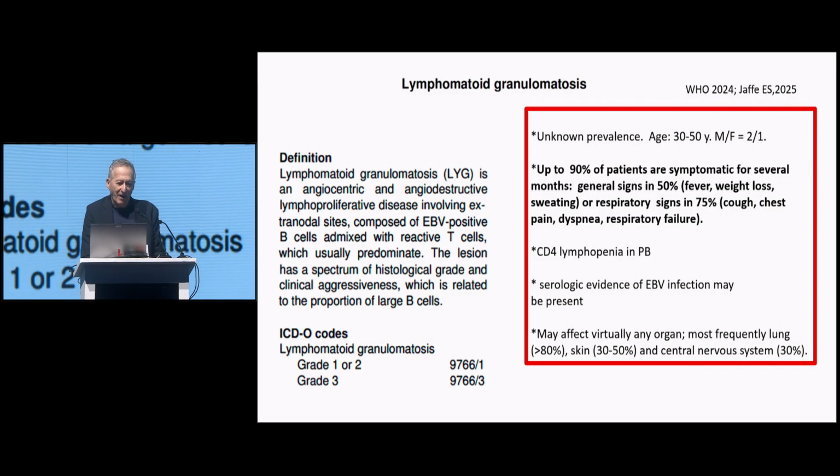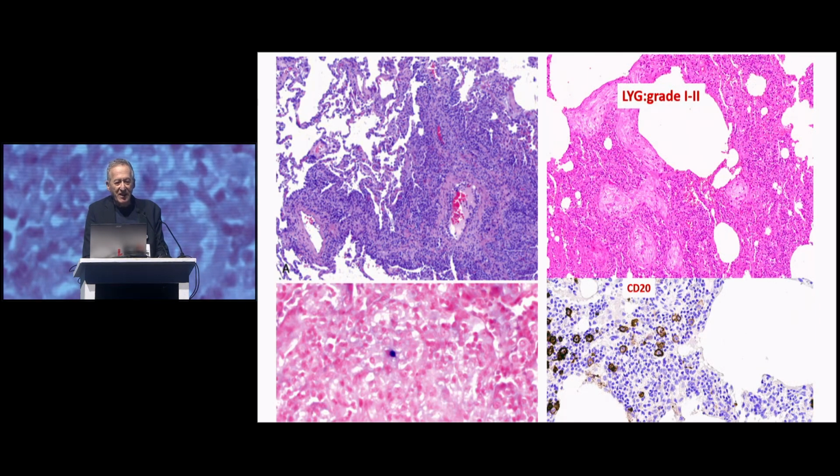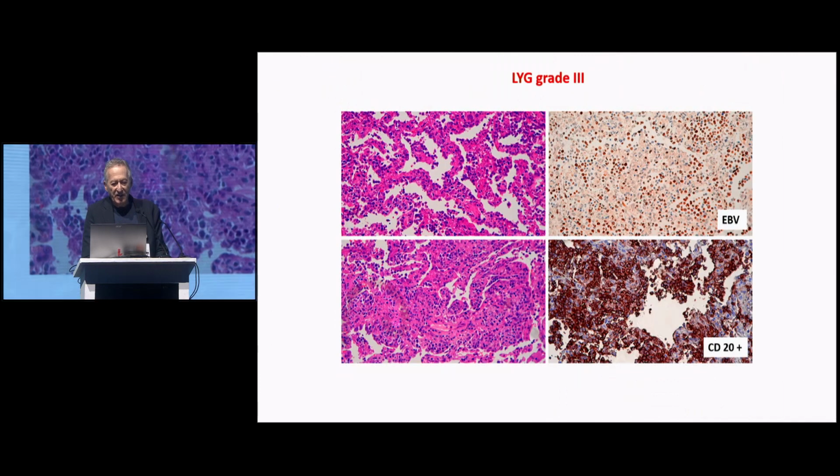In the blood, you can have CD4 lymphopenia, and of course, serological evidence of EBV infection. In fact, nowadays it is considered an EBV-driven lymphoproliferation. We have different grades of malignancy, varying from grade 1 with few B cells infected by Epstein-Barr virus, and grade 3 that is a typical large B-cell lymphoma.